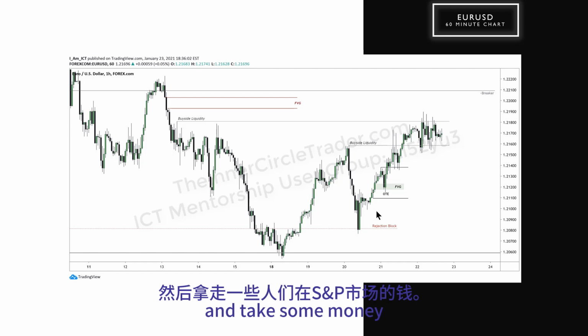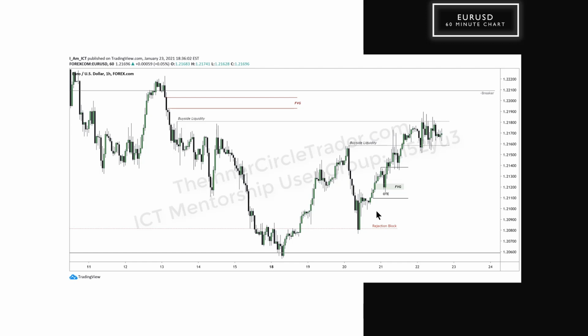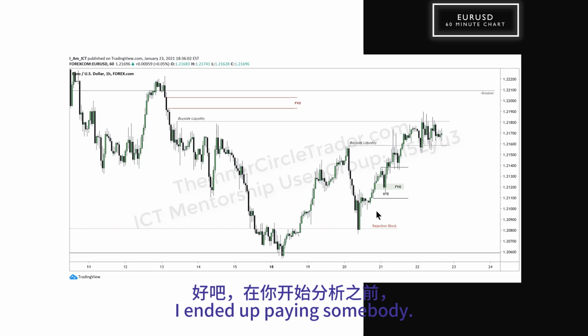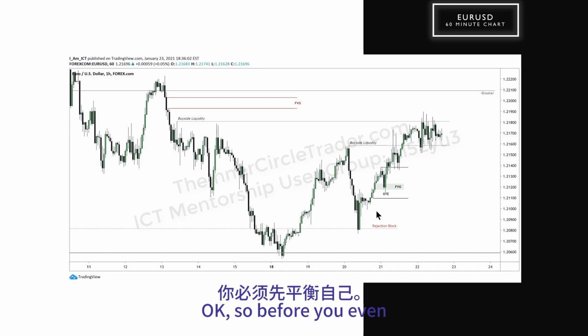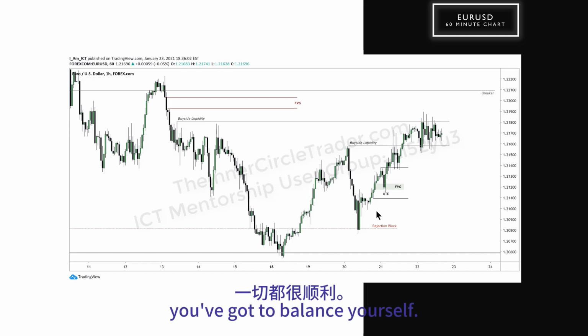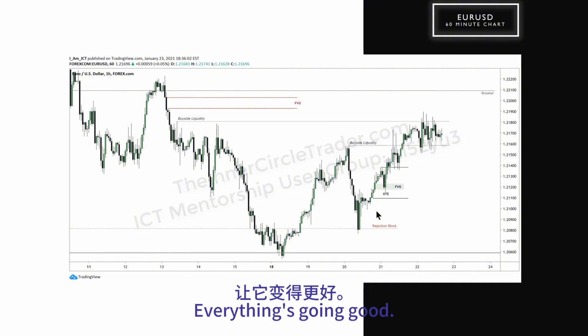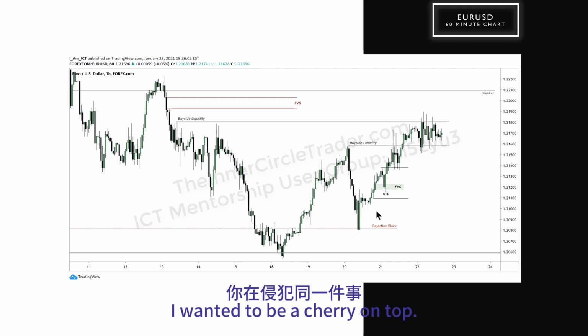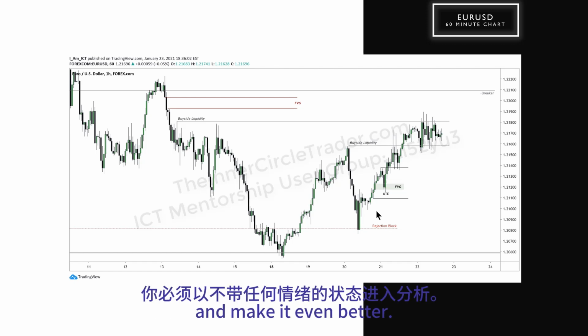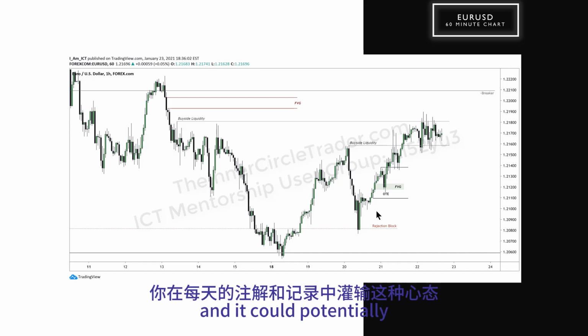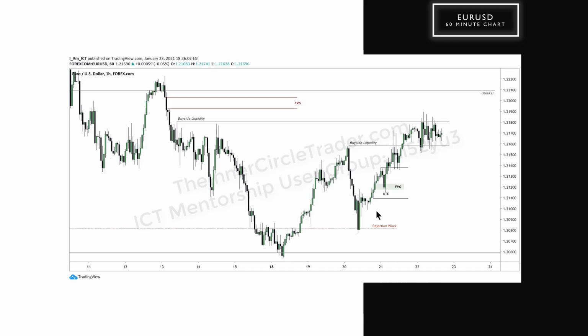I need to go in there and take some money from people in the S&P market. And guess what happened? I ended up paying somebody. Okay. So before you even begin to open up your charts, you've got to balance yourself. Don't go into it with, "Yeah, man, I had a great day. Everything's going good. I want it to be a cherry on top. I want to go in and take a trade too and make it even better." You're inviting the same thing, and it could potentially ruin an otherwise good day.